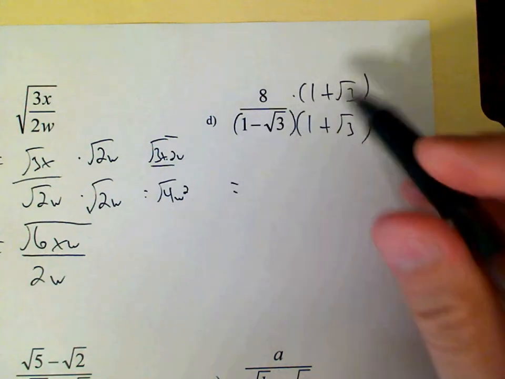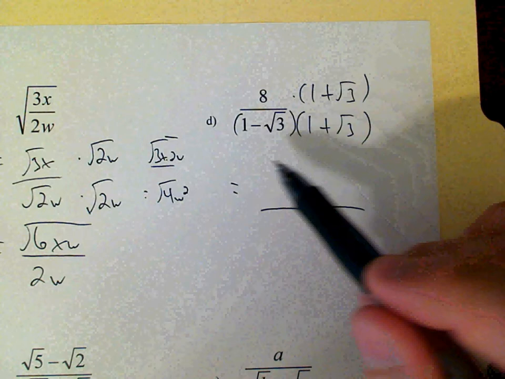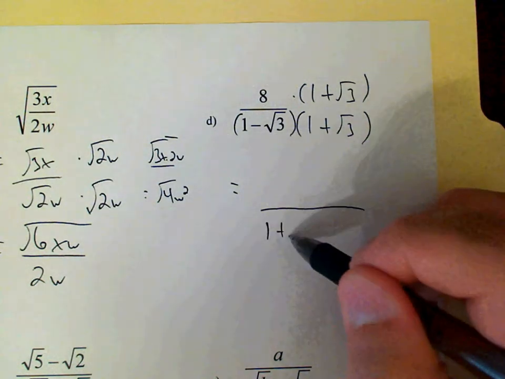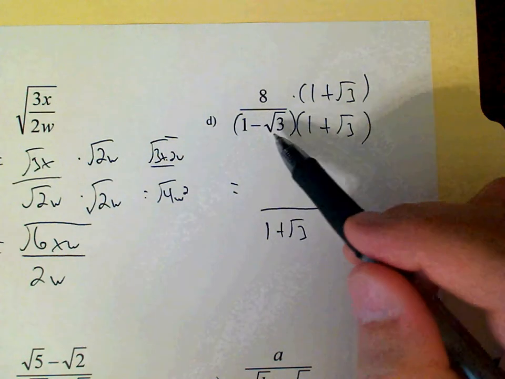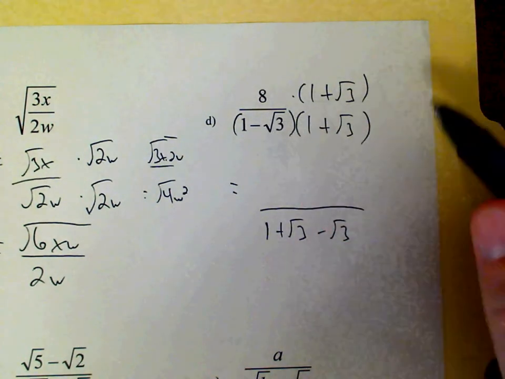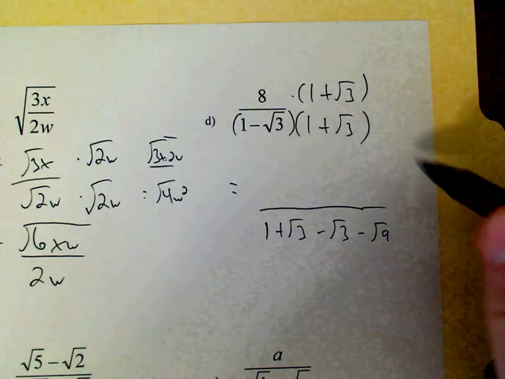Once again, I always do the bottom part first. I'm not going to leave out any steps. I'm going to FOIL the bottom. 1 times 1 is 1. 1 times the square root of 3 is square root of 3. Don't forget the plus sign. Negative square root of 3 times 1 is negative square root of 3. And negative square root of 3 times the positive square root of 3 is negative square root of 9. I already know what that is. That's a 3 because I've done these enough now.